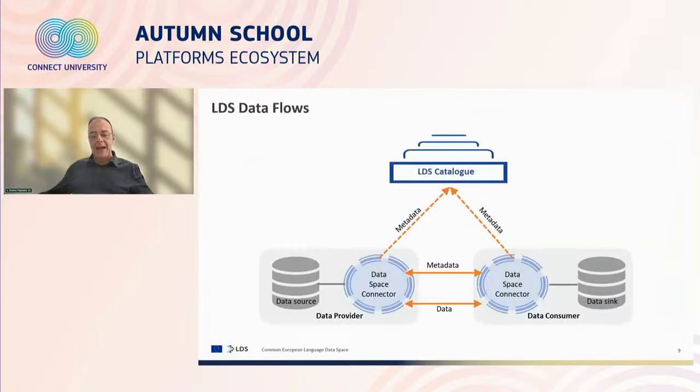What is the main component, and what is the prototypical data flow in a data space and in the language data space in particular? The main component and prototypical operation in the LDS is that of exchange of information about data and exchange and transfer of data themselves. Exchange that happens between participants that may take the role of providers and consumers, as you see on the left and right side, respectively.